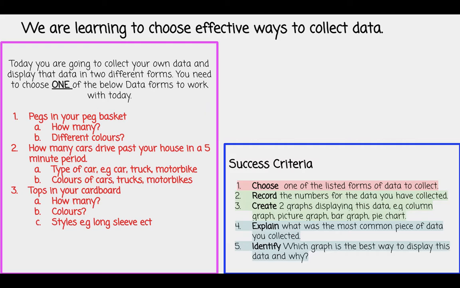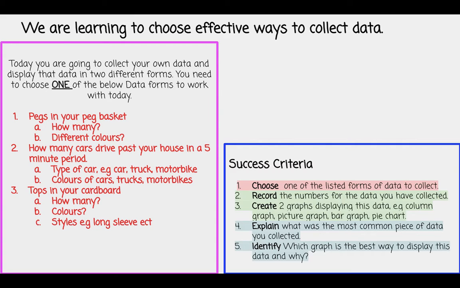The third step is the most time consuming. This might be best to do on a piece of paper today. You need to create 2 graphs displaying the data. So your graph could be a column graph, a picture graph, a bar graph, a pie chart. There's lots of different graphs and different ways you can display this data. Now you need to choose 2. So not 1, but you need to do 2 different ones.